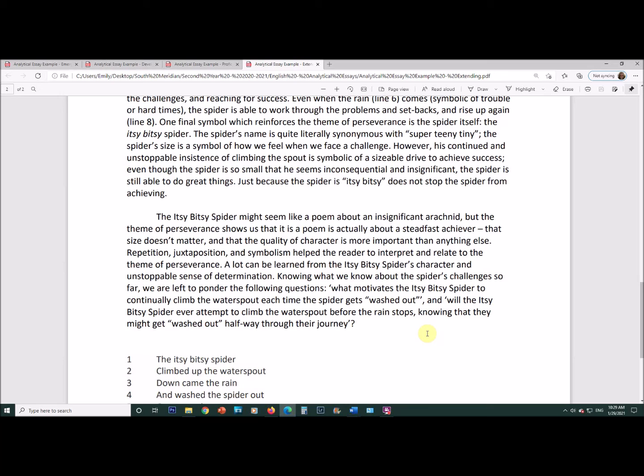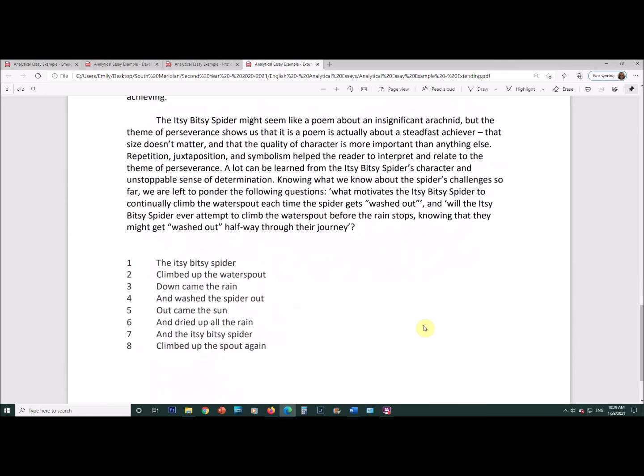Even though the spider is so small that he seems inconsequential and insignificant, the spider is still able to do great things. Just because the spider is itsy bitsy does not stop the spider from achieving. The Itsy Bitsy Spider might seem like a poem about an insignificant arachnid, but the theme of perseverance shows us that it is actually about a steadfast achiever, that size doesn't matter, and that the quality of character is more important than anything else. Repetition, juxtaposition, and symbolism help the reader to interpret and relate to the theme of perseverance. A lot can be learned from the Itsy Bitsy Spider's character and unstoppable sense of determination.